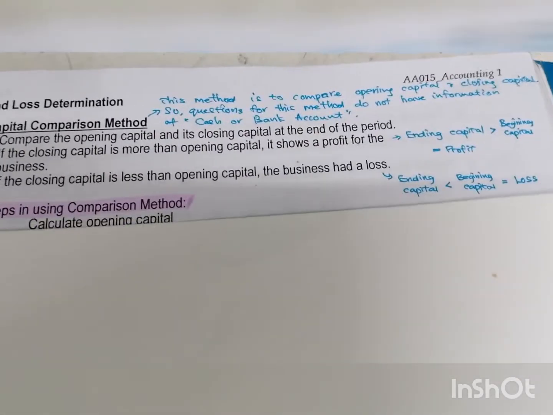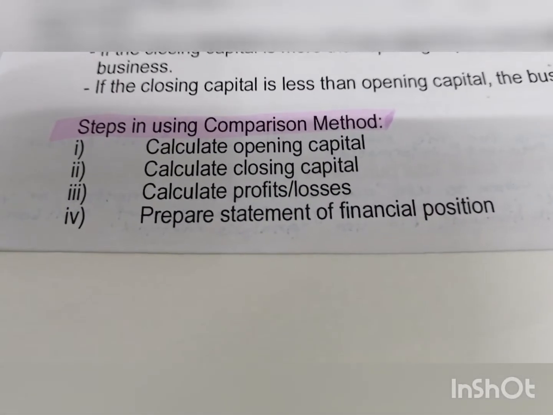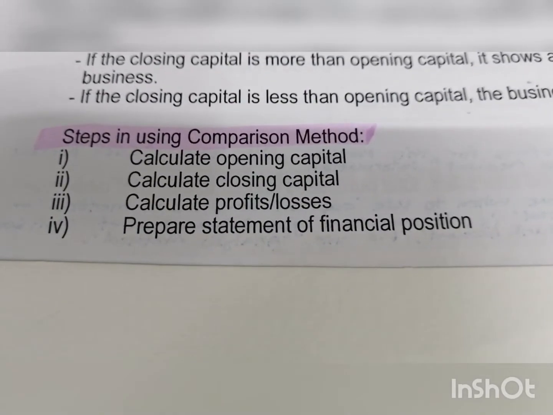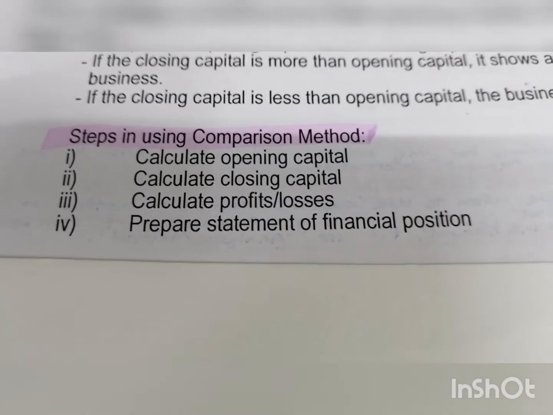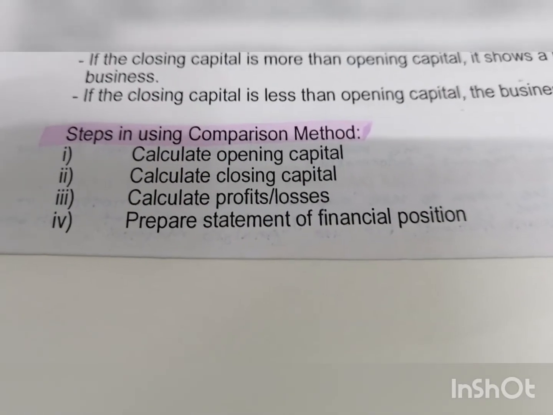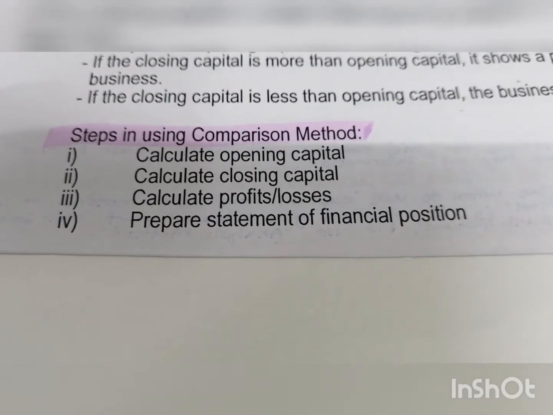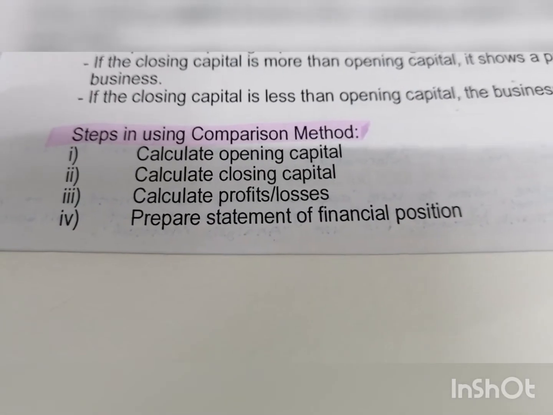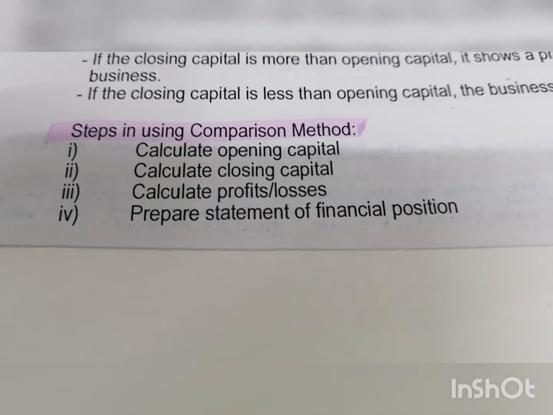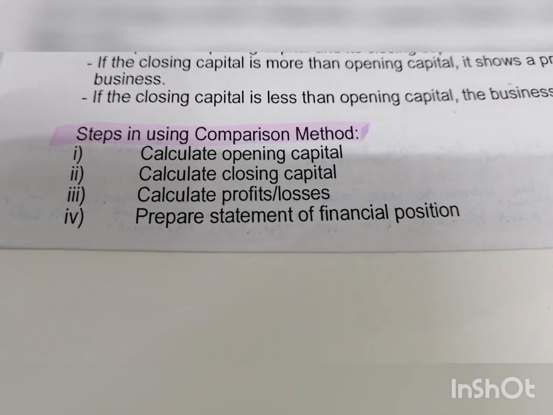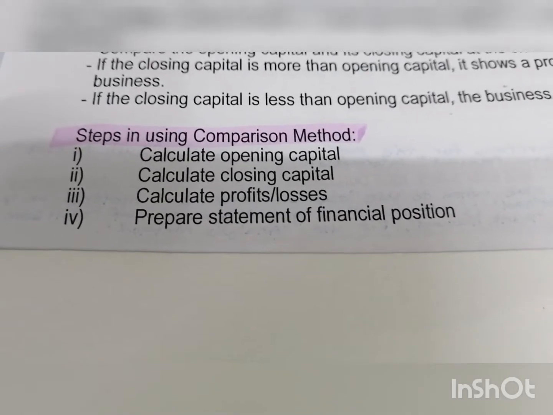Now, this is the fourth step to calculate by using the comparison method. Step 1, calculate opening capital. Step 2, calculate the closing capital. Step 3, calculate the profit or loss. Step 4, prepare statement of financial position. So these are the 4 steps in the comparison method.